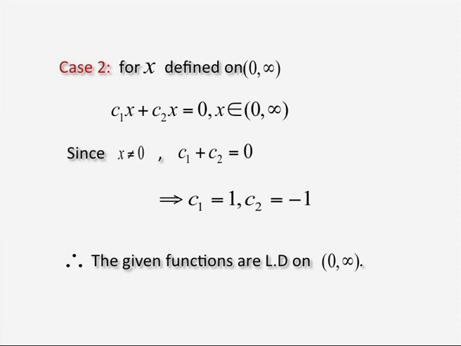When x is defined on the interval 0, infinity, in this interval the values of x are positive values. For that, C1x plus modulus of x into C2 is equal to C1x plus C2x is equal to 0. Since x is not equal to 0, C1 plus C2 is equal to 0. For that, we have C1 is equal to 1, C2 is equal to minus 1. From this we can say both are not equal to 0, so the given functions are linearly dependent when x is defined on the interval 0, infinity.